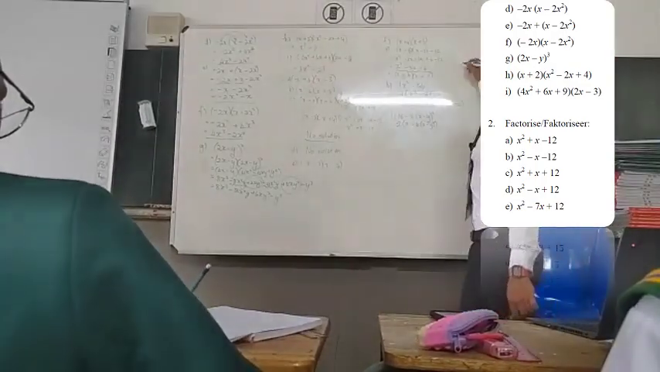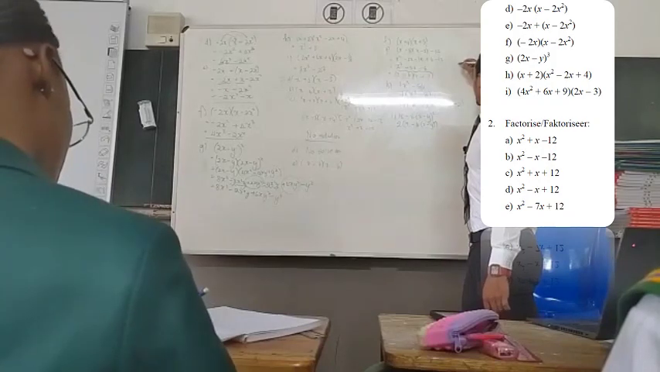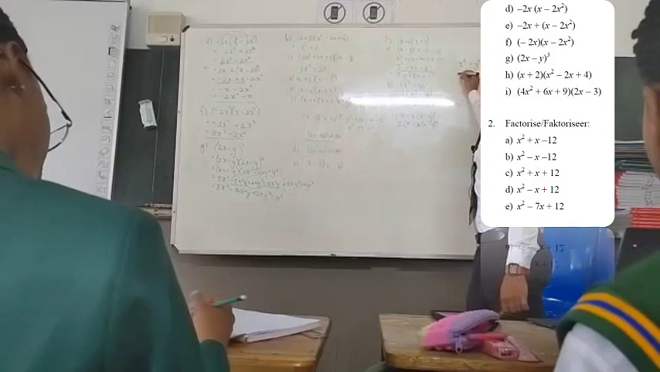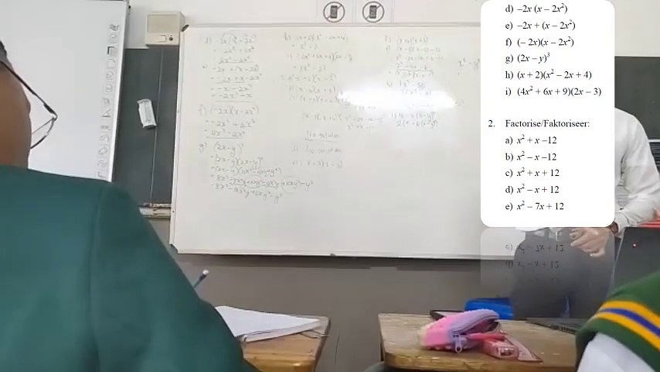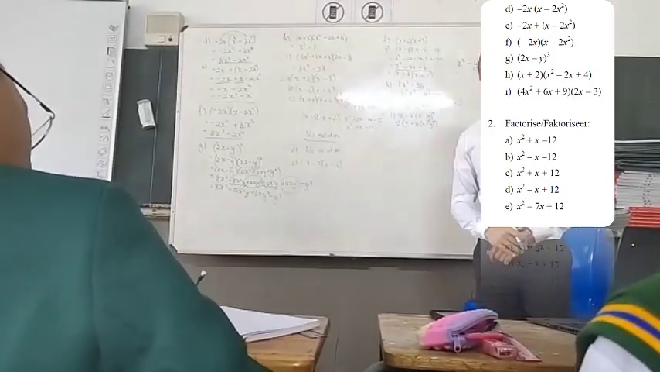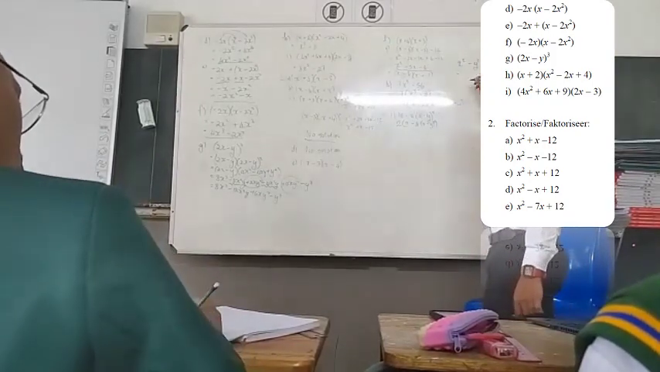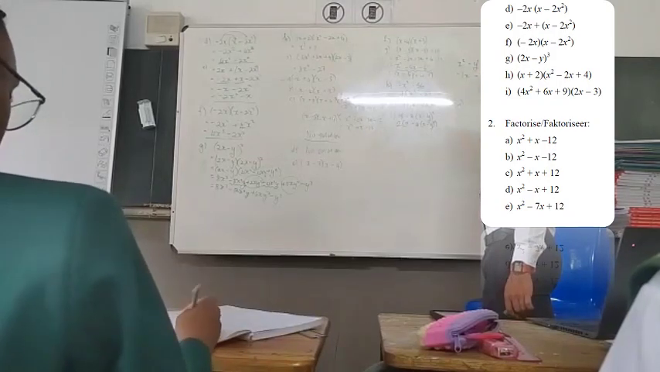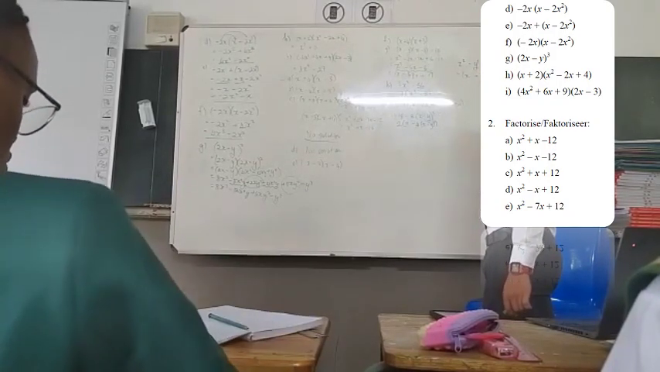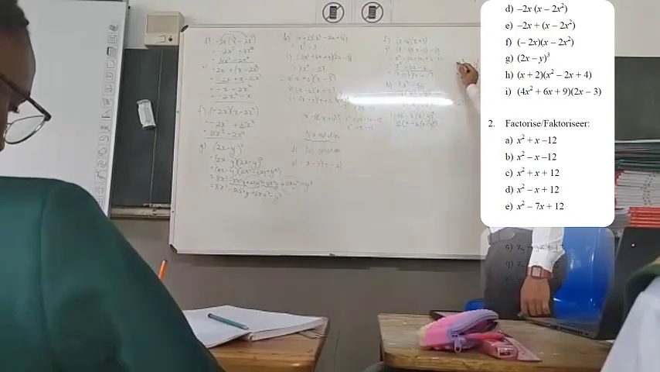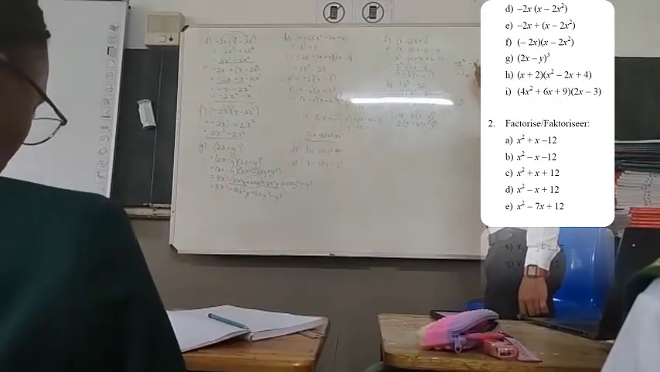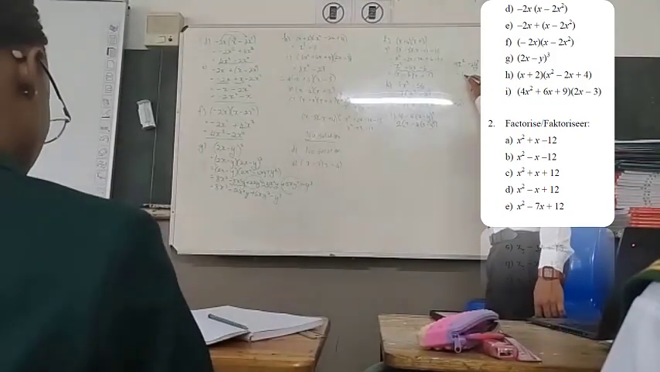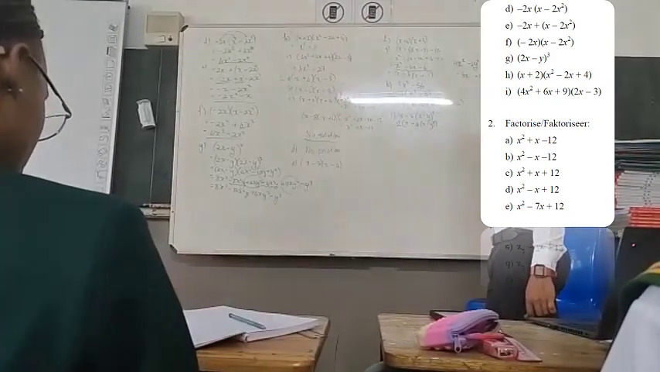If I gave you this thing, x squared minus y squared, what is the solution to factorize that? It is the difference between two squares. So that's going to be x plus y, x minus y. If I did this, is it still possible to factorize? Yes. What is that going to become? 3 and 2.